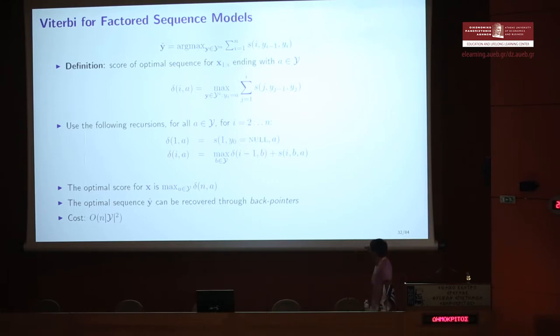So now, this is the computation, and now if I solve all these problems, I have that in particular, the optimal score for the full sequence is found at position n, okay? Because position n is the score of all the sequences, of all the full sequence, okay? So the cost of this dynamic programming is gonna be linear times this. Why is this? Because n times number of y is the number of such problems, and each such problem involves a loop over the number of labels, okay?